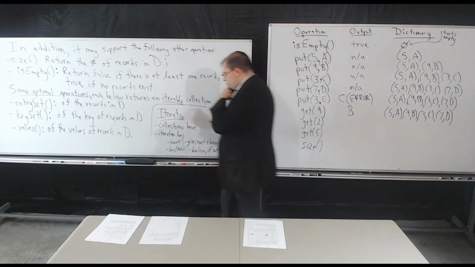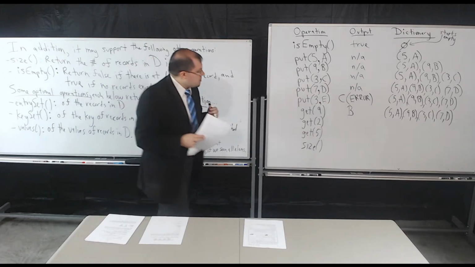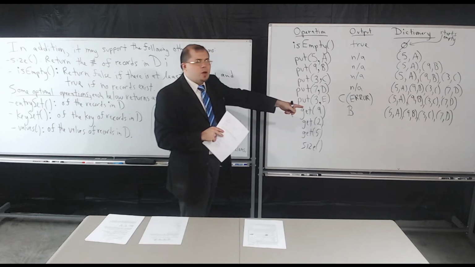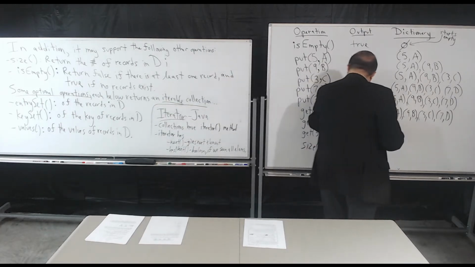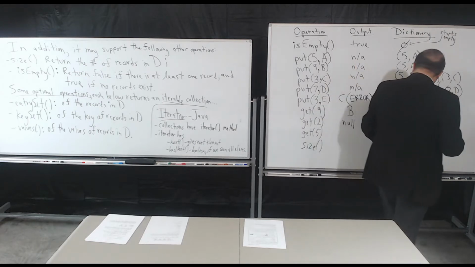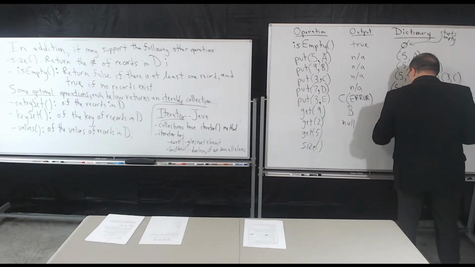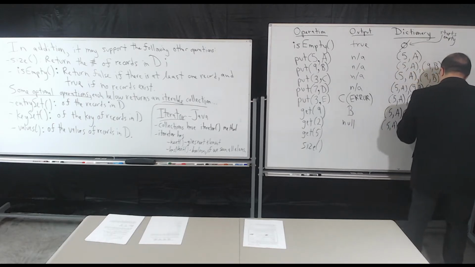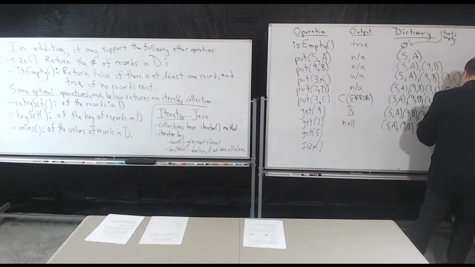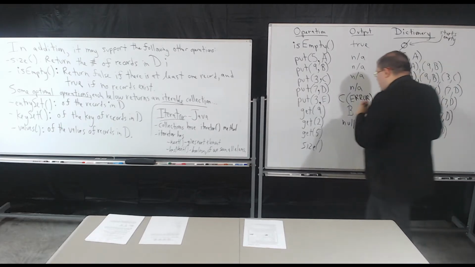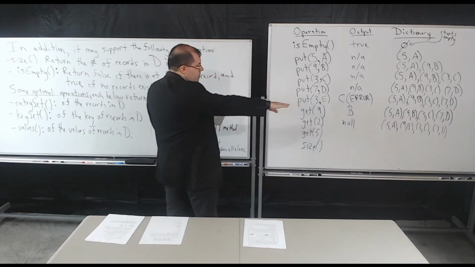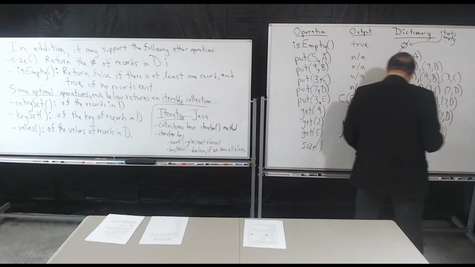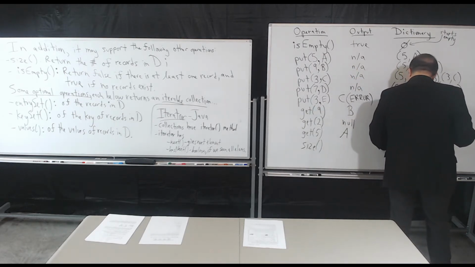Okay, how about when I get 2? What happens when I get 2? Okay, is there any record with key 2 in there? No, right? So it better return back no. So the dictionary hasn't changed. Okay, how about if I get 5? If I get 5, I should get back A, right? Dictionary didn't change.